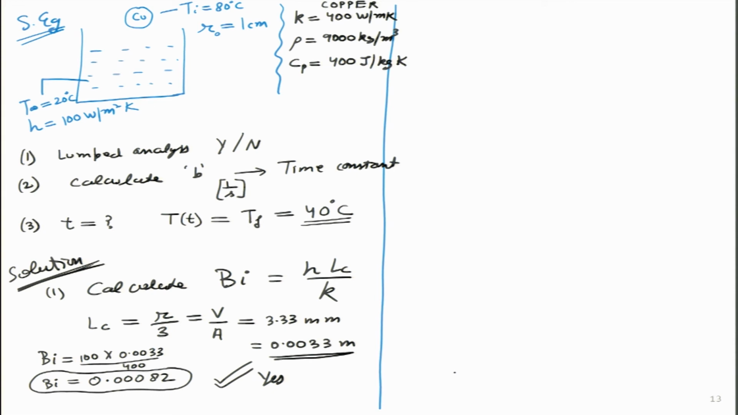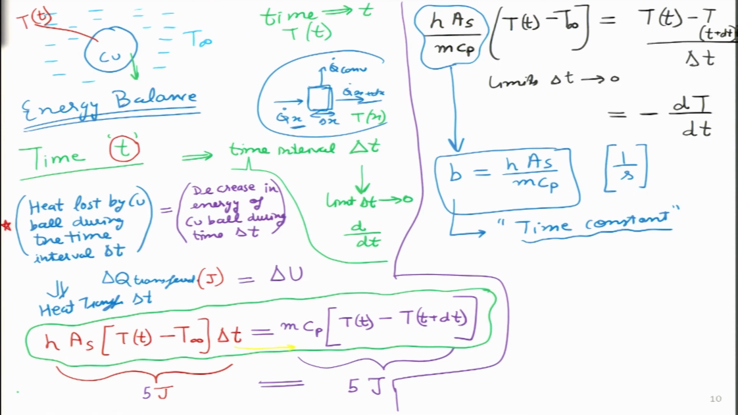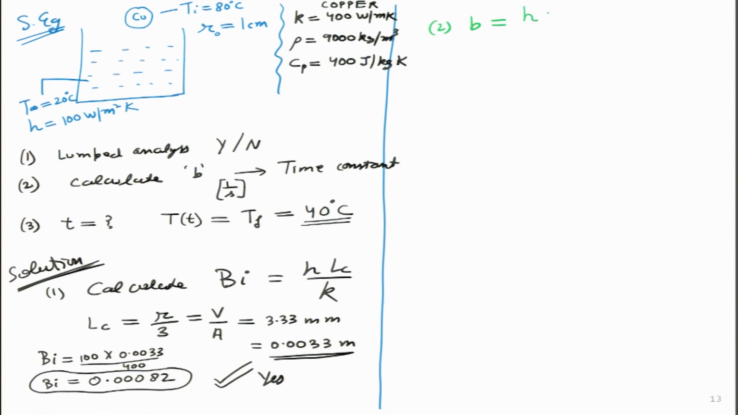In the next step, let us go ahead and calculate the value of B. If you recall, in step number 2, the B value from the previous expressions we can find out from here. I think we have defined B. B is given here. This is the time constant, h As divided by m Cp. So, let us write it here. It is h As divided by m Cp.